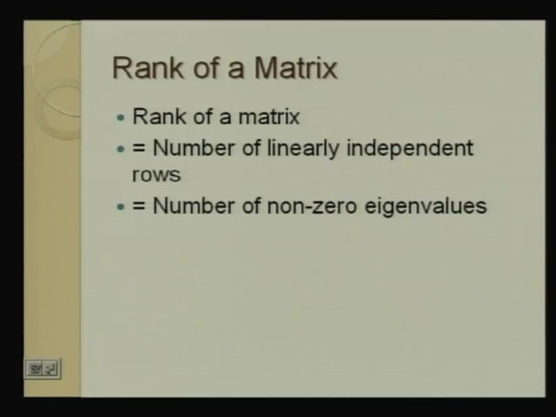Also, as we saw, if two rows are linearly dependent, then there will be a 0 eigenvalue. So, naturally, the rank of the matrix is the number of non-zero eigenvalues. For every linearly dependent row, you will get a 0 eigenvalue. So, the biggest subset of rows which are linearly independent is the number of non-zero eigenvalues in the spectrum of that matrix.